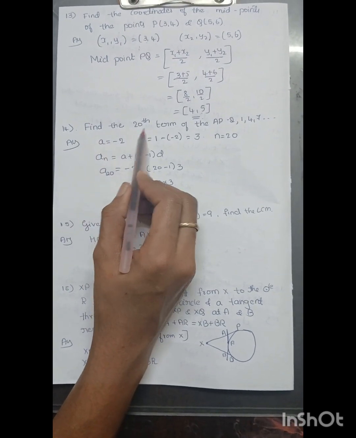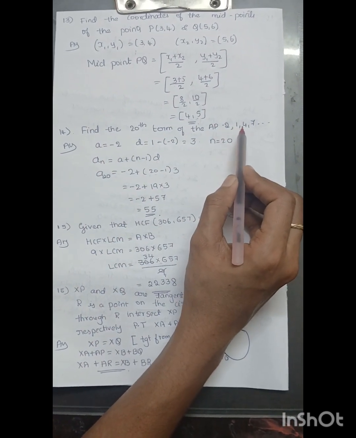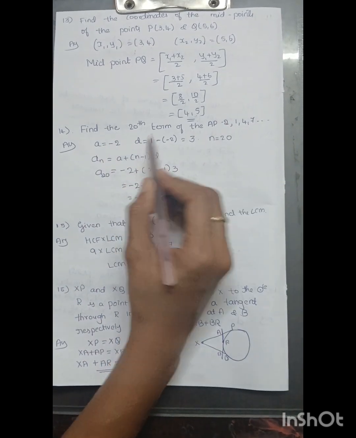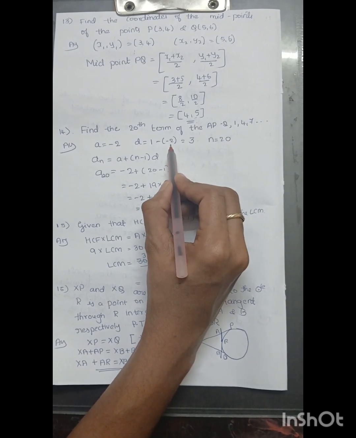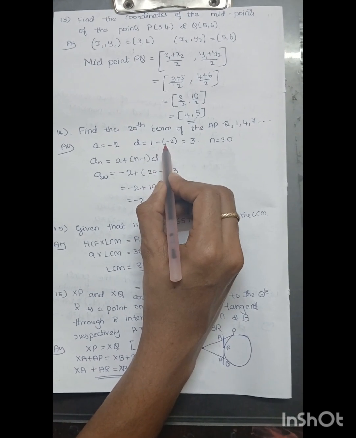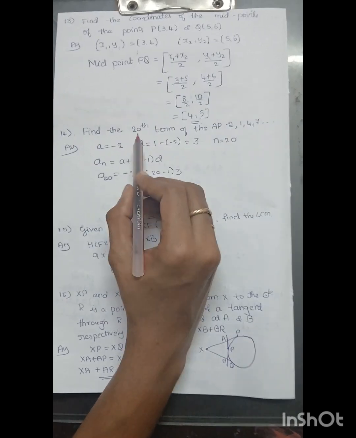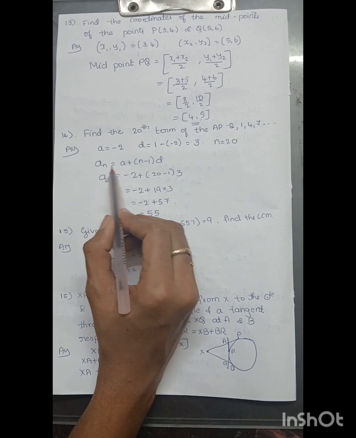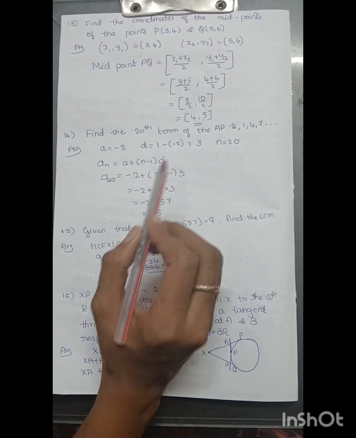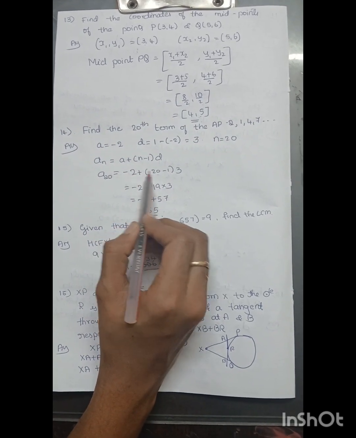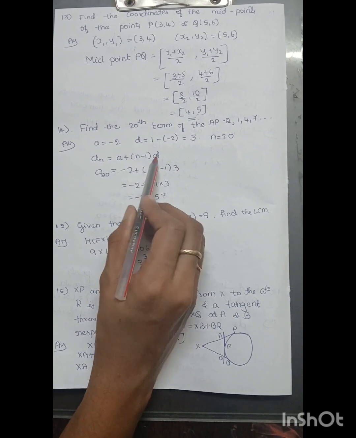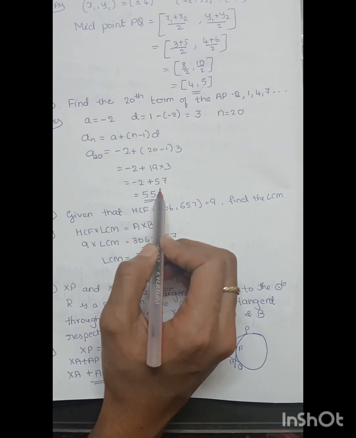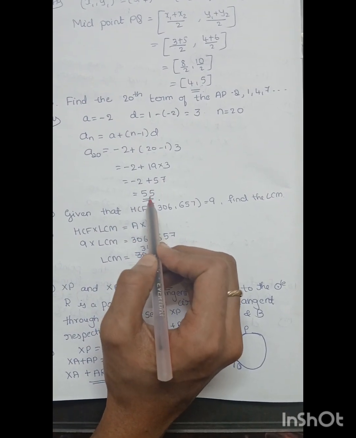Next question, find the 20th term of the AP minus 2, 1, 4, 7 and so on. Here the first term a is minus 2 and d value is 1 minus of minus 2, equal to minus into minus plus, 2 plus 1 is 3. And we have to find the 20th term, means n equal to 20. Formula, nth term of an AP, an equal to a plus (n minus 1) into d. a20 equal to a value minus 2, n value 20 minus 1 into d value 3. Minus 2 plus 19 into 3. 19 3s are 57. 57 minus 2 is 55.